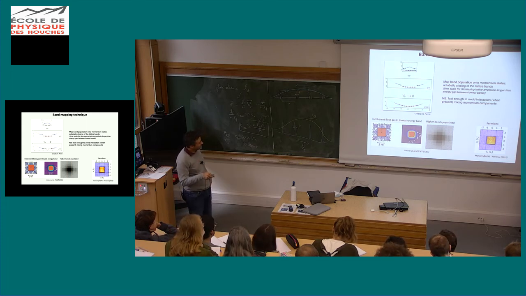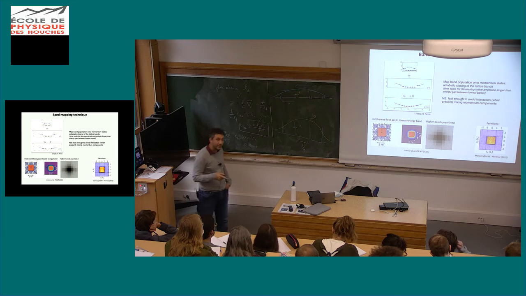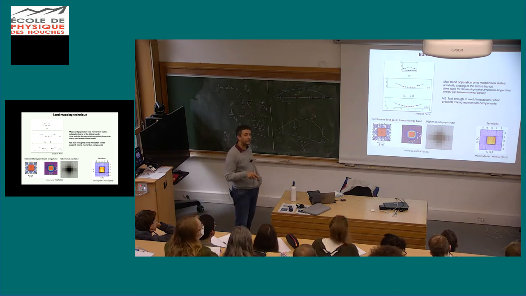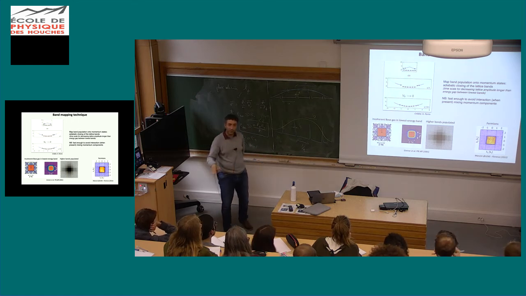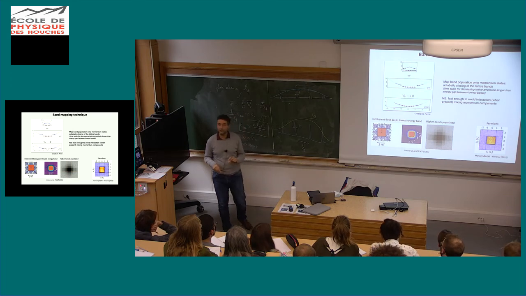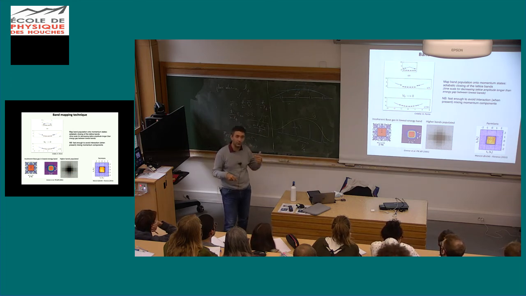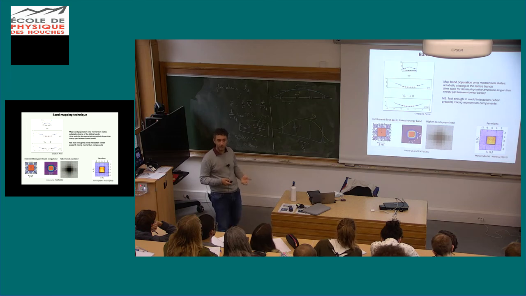If you have interactions, you want to avoid interactions thermalizing and mixing up the momentum states. So typically, you want to do this band mapping slowly compared to the time scale associated to the energy gaps, and fast compared to the time scale associated to interactions, so that interactions are not messing things up.